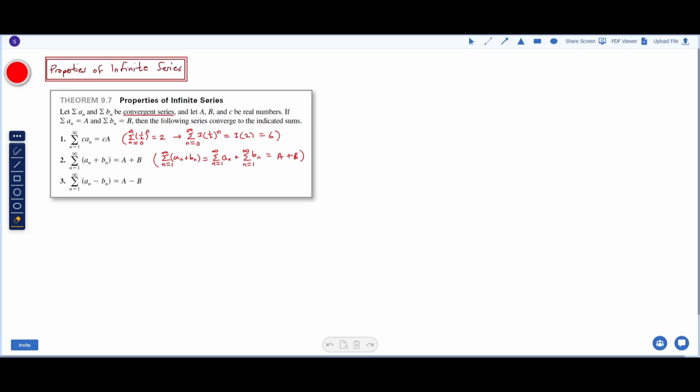All right, now let's move on to another important property that we use to help us determine divergence. This is called the nth term test for divergence.